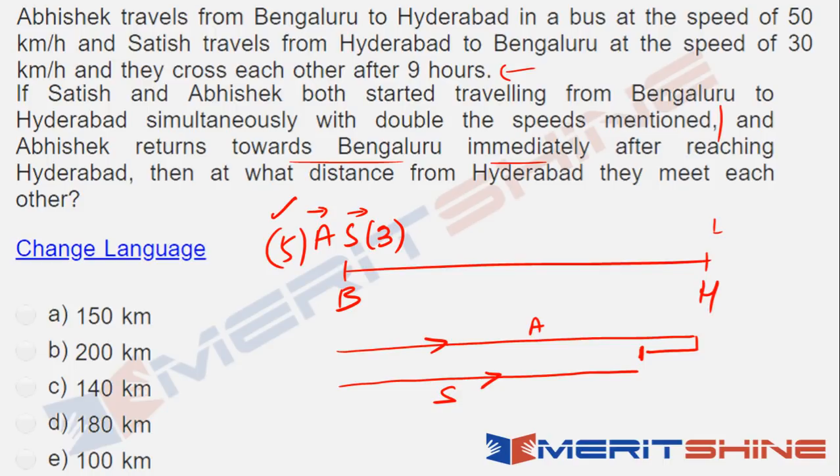Now what is the ratio of their speeds? 5:3, even after doubling the speeds. So you just think of dividing this track into 4 imaginary parts like that.